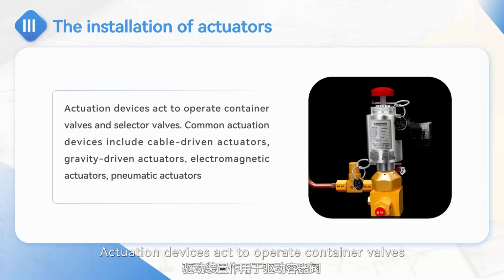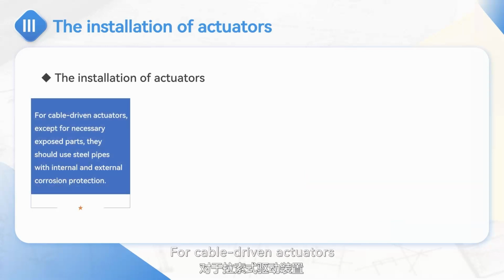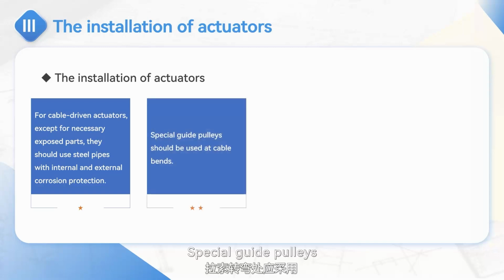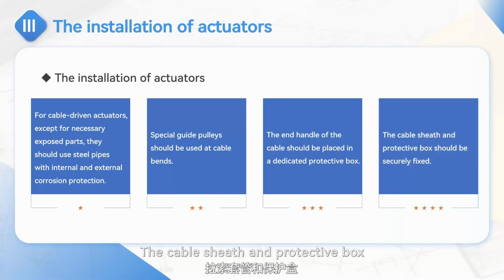Actuation devices act to operate container valves and selector valves. Common actuation devices include cable-driven actuators. For cable-driven actuators, except for necessary exposed parts, they should use steel pipes with internal and external corrosion protection. Special guide pulleys should be used at cable bends. The end handle of the cable should be placed in a dedicated protective box. The cable sheath and protective box should be securely fixed.